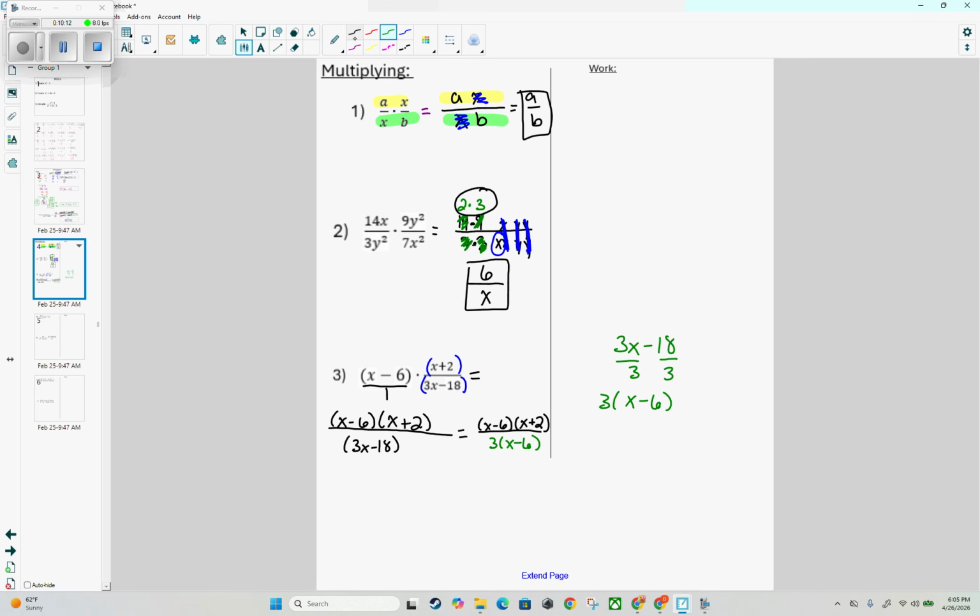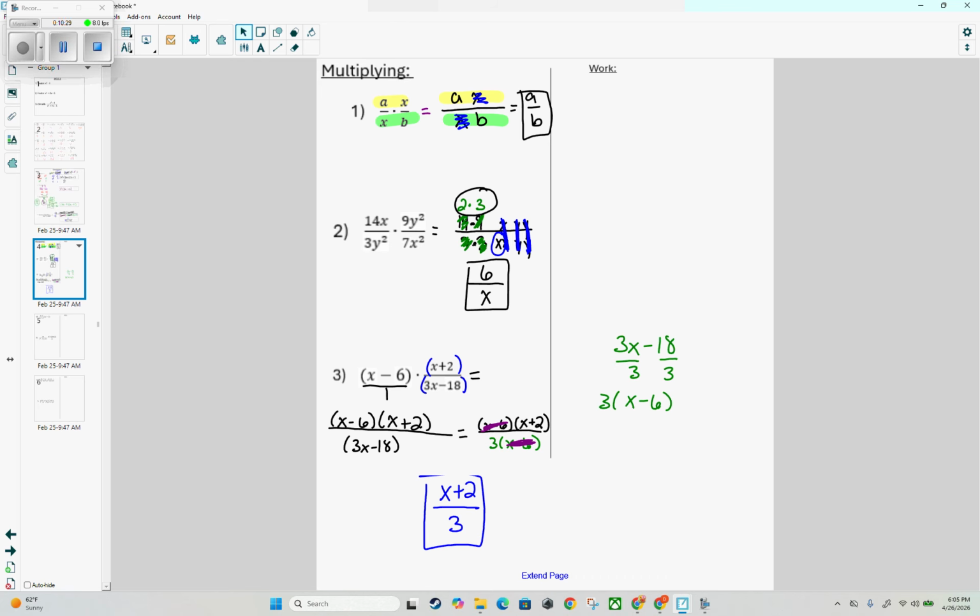At this point, I do have things I can cancel. So I have an x minus 6, that's going to cancel off those married couples. And what is left is an x plus 2 on top, and on bottom a 3. So there's my final answer for number 3.